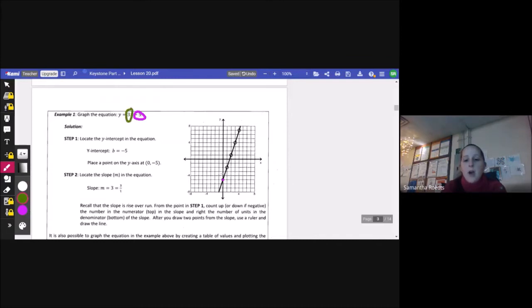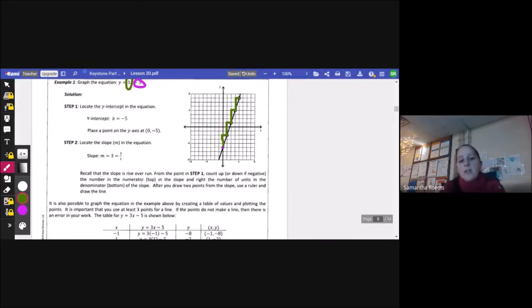This tells me I need to go up 3 and over 1. Up 3 over 1. Up 3 over 1. From my original point, up 3 over 1. So recall that the slope is rise over run. For the point in step 1, I count up or down. I can go down, so -3, one that's off the edge.